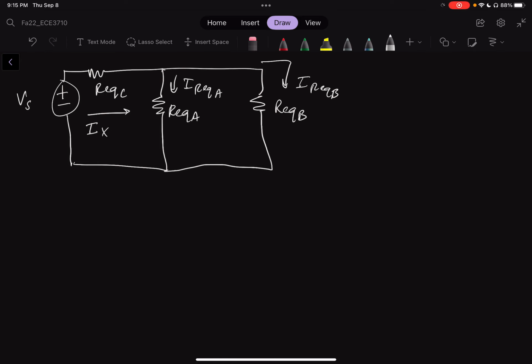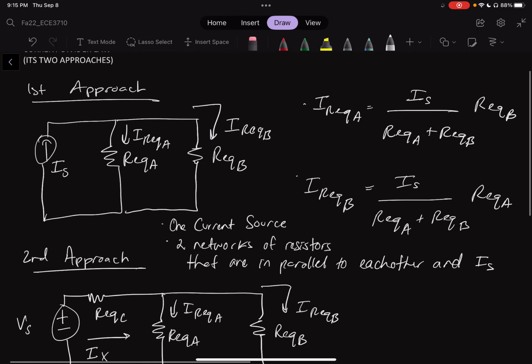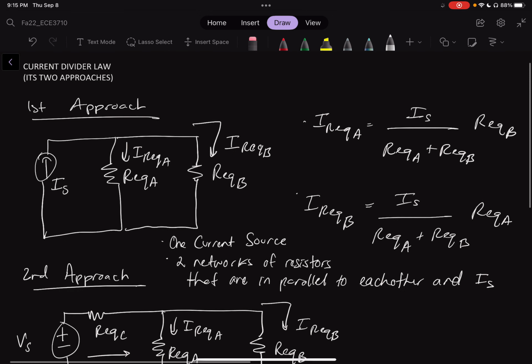When I look at this circuit, let's just think of currents. IX is the current that's splitting. It's splitting into two different currents, R equivalent B and R equivalent A. If we look above, IS was the current splitting. So technically, I could still use this and that equation, but instead of IS, I'm going to have IX.